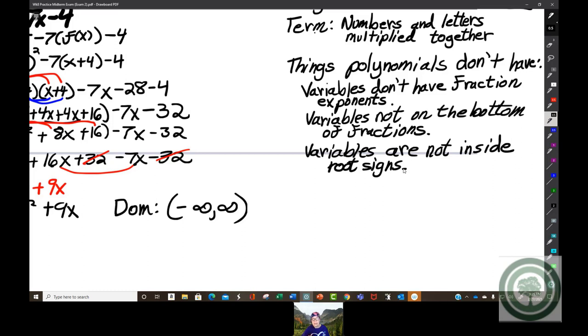And then finally, and this is only if you're looking at the graph, it is smooth. So I need to go back up here, because this is stuff they don't have. What they do have is nice, smooth graphs. No sharp points. No breaks. That's how you can tell you're dealing with a polynomial.